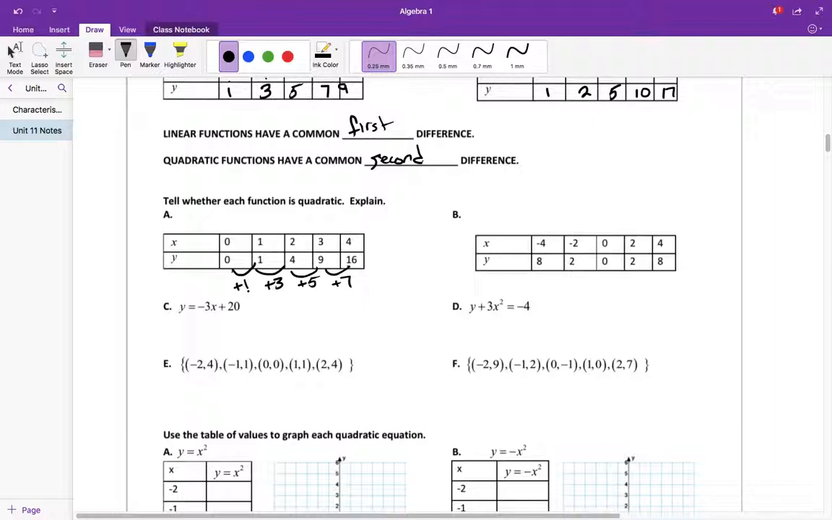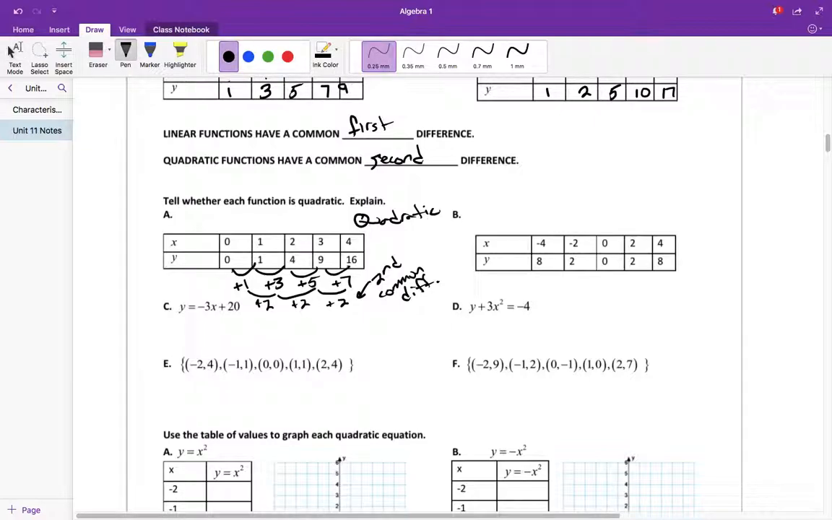But if you look at those numbers that we just found, from 1 to 3, you go up by 2. 3 to 5, go up by 2. 5 to 7, up by 2. In other words, there's a second common difference. That's what we meant by a second common difference. And so what that would mean is that example A is in fact a quadratic function. And as far as explaining why, that's where you're showing your work.